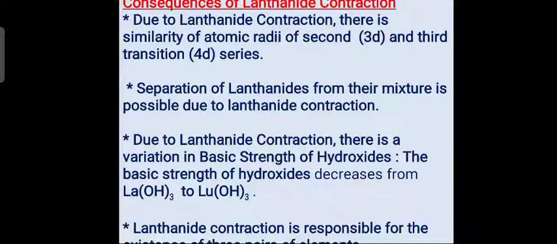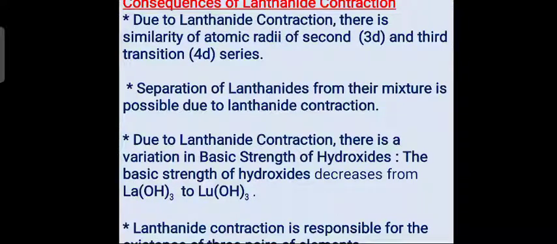Lanthanide contraction. Now what are the consequences of lanthanide contraction? Due to lanthanide contraction, there is similarity of atomic radii of second and third transition series. Second point, separation of lanthanides from their mixture is possible due to lanthanide contraction. You can separate the elements belonging to the lanthanide series from their mixture due to lanthanide contraction.